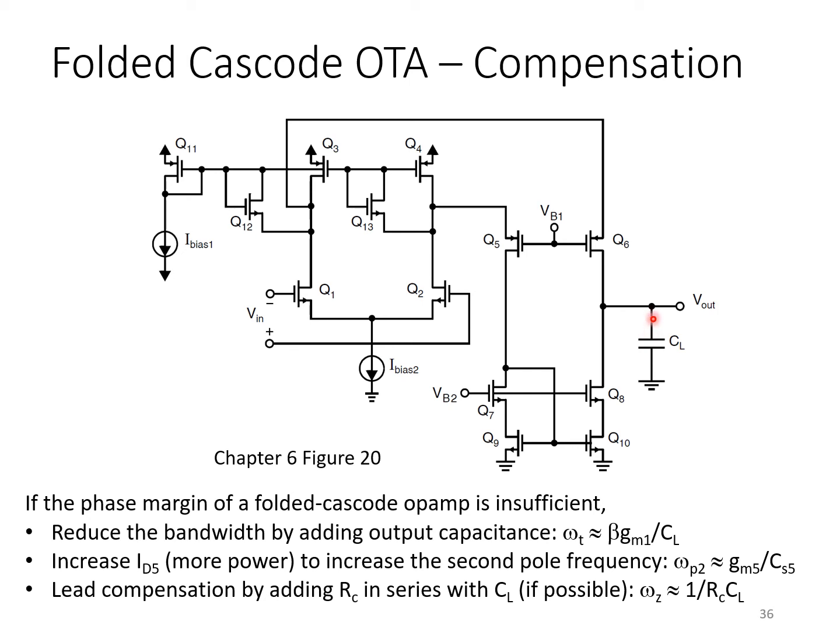Finally, the last thing we can do is introduce some lead compensation by adding an additional resistance RC in series with CL. It can be shown that doing so introduces a lead compensating left half plane zero at a frequency determined by 1 over the time constant RC and CL. Now, it may not always be possible to introduce this resistance, but if it is, then it can buy you an extra 15, 20, maybe even 30 degrees of phase margin without significantly impacting the unity gain frequency of the loop, and thereby the 3 dB frequency of the closed loop amplifier.